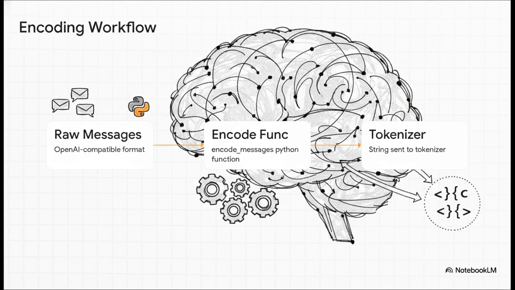Instead, you're going to use a dedicated Python encoding folder provided in the release. The flow is so cleanly designed. You start with your raw OpenAI-compatible messages. Next, you pass them through a new encode_messages Python function. That function perfectly formats everything into an input string, which flows straight into the tokenizer. It gives you explicit programmatic control over the prompt structure.